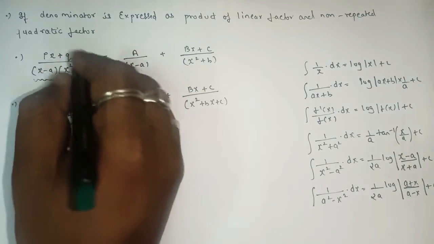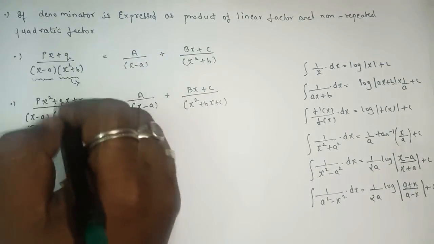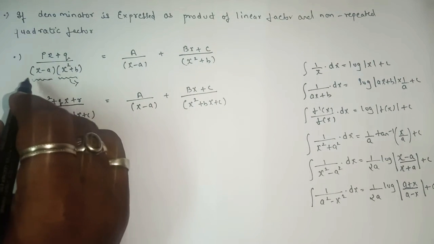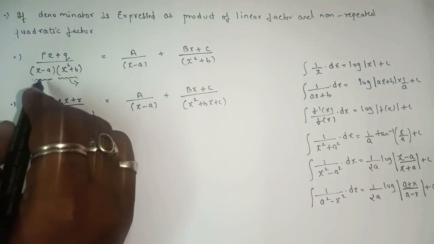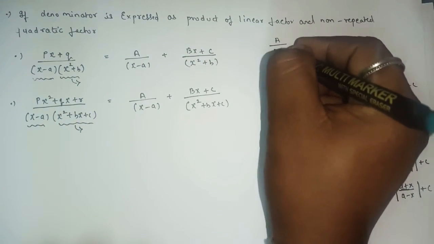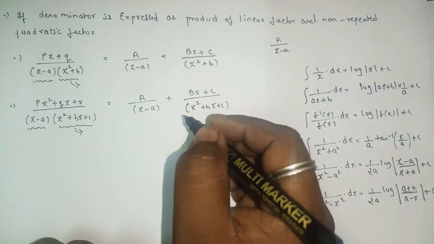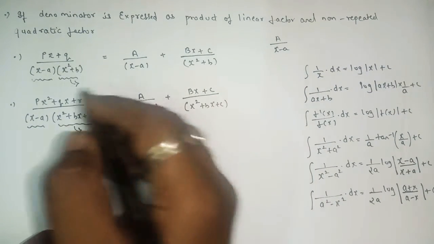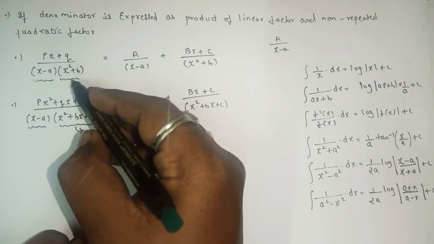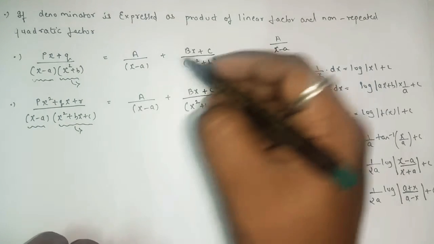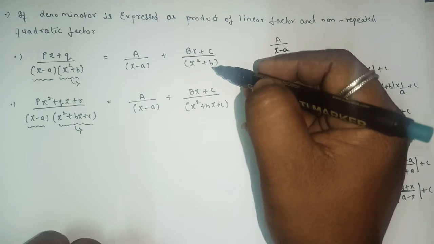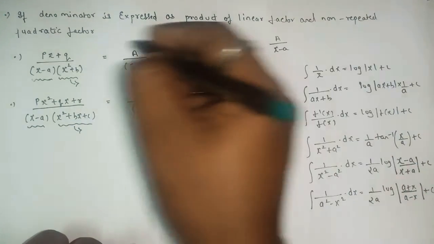So we have to express this function as A upon x minus a, as here we have a linear function. Whenever we have a linear function, we write it as A upon x minus a, yes or no? And then here we have a non-repeated quadratic factor. This quadratic factor can be written as Bx plus C upon x square plus bx plus c. So you have to remember this format.